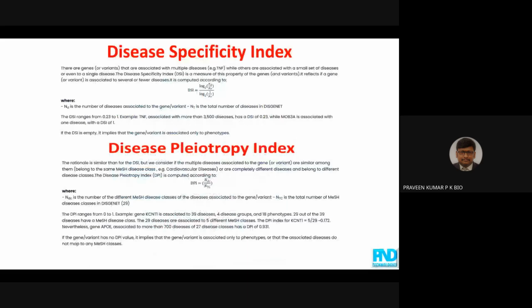Now, about the diseases, in this DisGeNET itself, we have two types of index. One is the disease specificity index. What is the disease specificity index? This is a value which we calculate in DisGeNET itself. These are genes that are associated with multiple diseases.